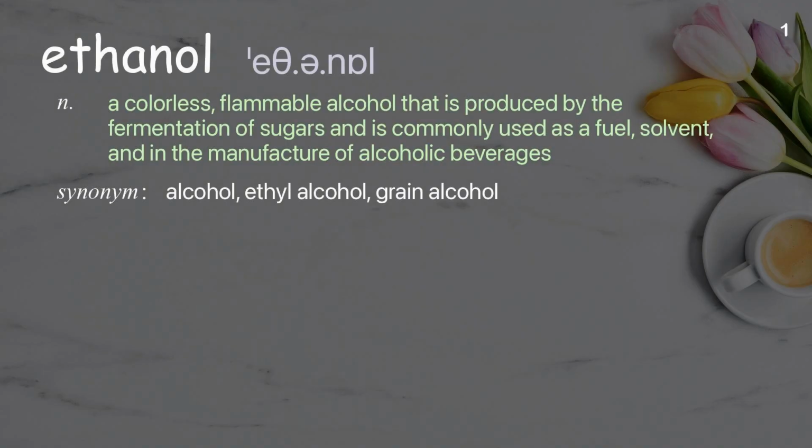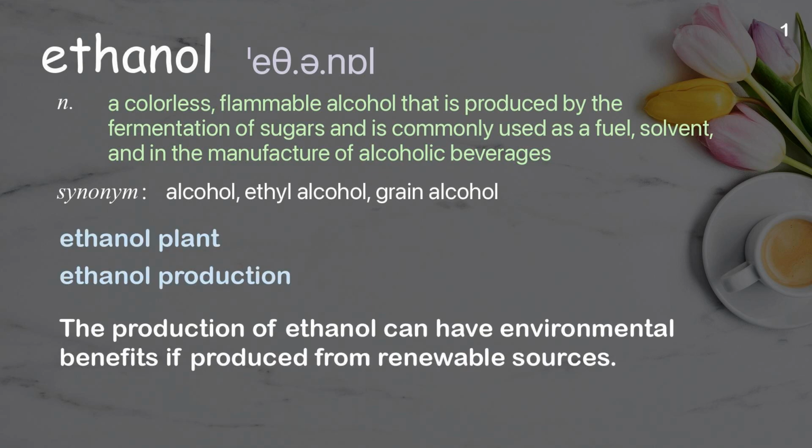Ethanol. A colorless, flammable alcohol that is produced by the fermentation of sugars and is commonly used as a fuel, solvent, and in the manufacture of alcoholic beverages. Examples: ethanol plant, ethanol production. The production of ethanol can have environmental benefits if produced from renewable sources.